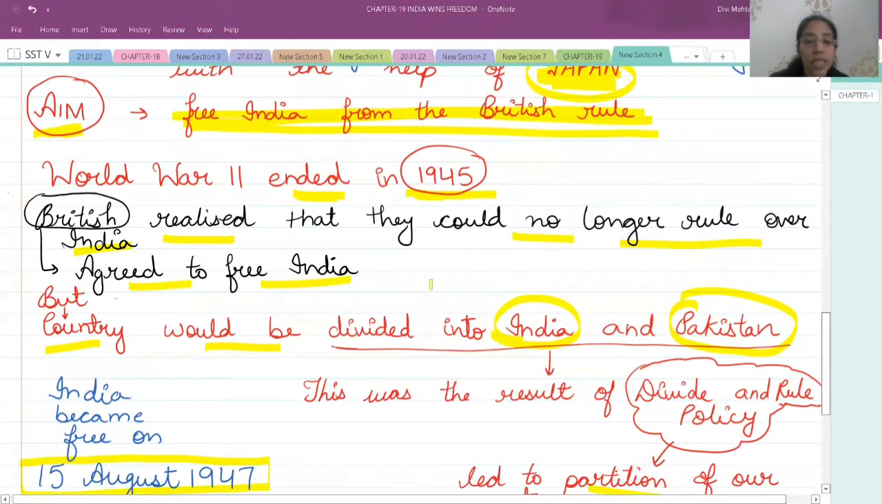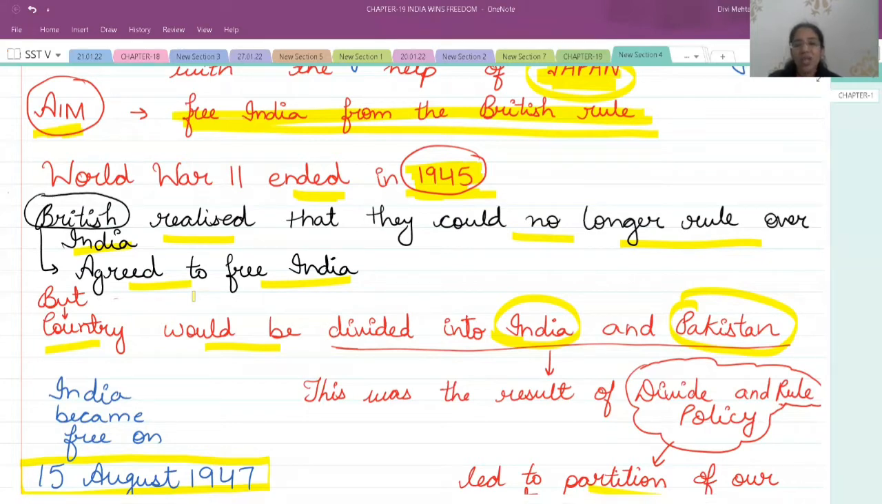World War II started in 1939. When did it end? 1945, two years before our independence. Underline, World War II ended in 1945. After World War II ended, the Britishers realized that they could no longer control Indians. It was now very difficult for them to rule over India.